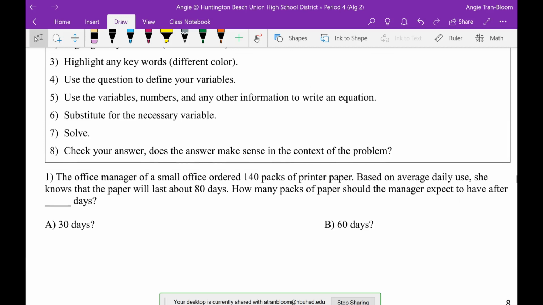There you go. How many packs of paper should the manager expect to have after part A? I know on your printed notes I spaced it kind of weird. Can you see the next page? It was like A and B. I incorrectly spaced it. So write A: 30 days and B: 60 days.